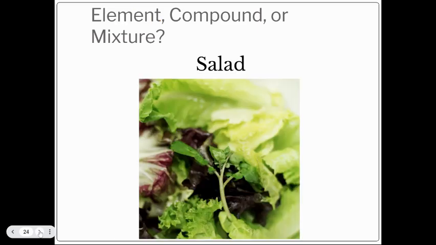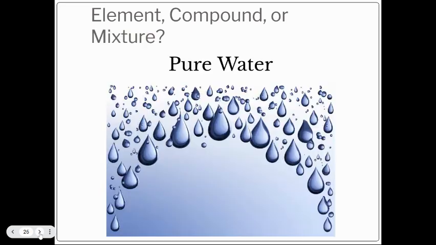Element, compound, or mixture. Salad. Salad is a mixture. You can take out different components of a salad, or you can add things to a salad. You could have tomatoes in there or cucumbers, and you could pull out the tomatoes and cucumbers and you still have a salad.